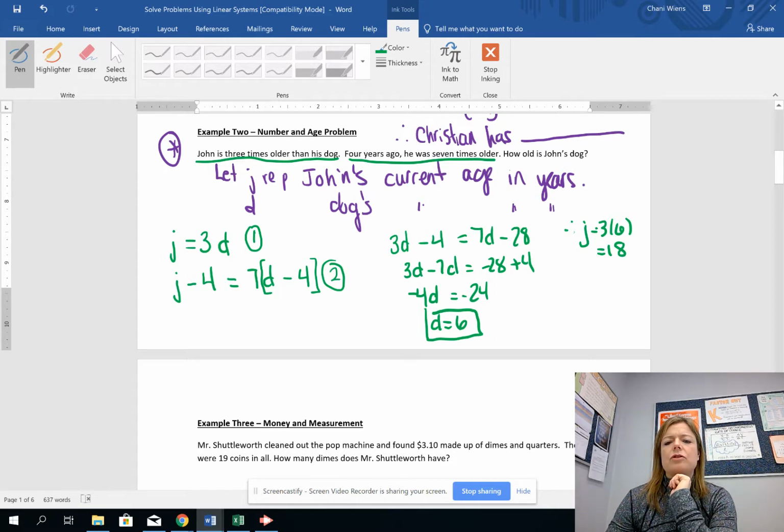Okay, so let's double check that this makes sense. Right now, John is 3 times the dog's age. That makes sense. 18 is 3 times 6. 4 years ago, John would have been 14 and the dog would have been 2. 14 is 7 times 2, so that works. Always do a quick mental check to make sure that your solution actually makes sense within the context. So the question asked, how old is John's dog? We can answer John's dog is 6 years old.